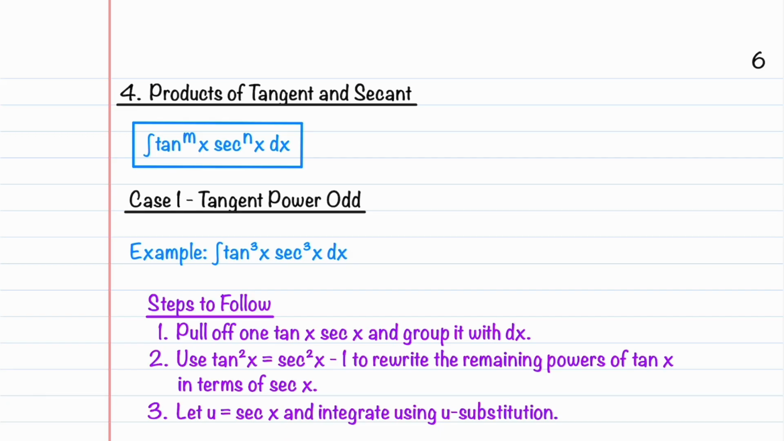We are going to learn how to integrate products of tangent and secant. These integrals look like this, where m is the power of tangent and n is the power of secant. We're going to look at 2 cases, one where the tangent power is odd and the other where the secant power is even. We'll begin with case 1 where the tangent power is odd, and the example that we're going to look at is the integral of tangent cubed x, notice the 3 is odd, times secant cubed x dx.